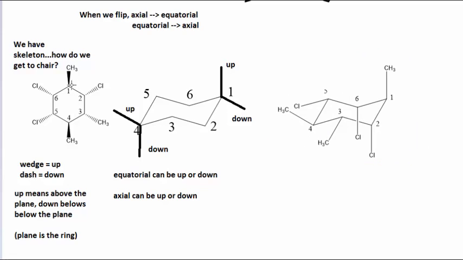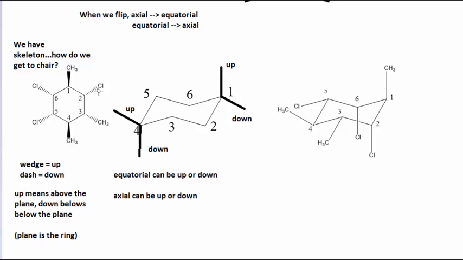At the 1 position, that is a wedge. That means up. You have the choice. It could either go axial or equatorial. In this case, axial will be up. So the methyl group goes up in space like this, axial. Over here, we have a dash.